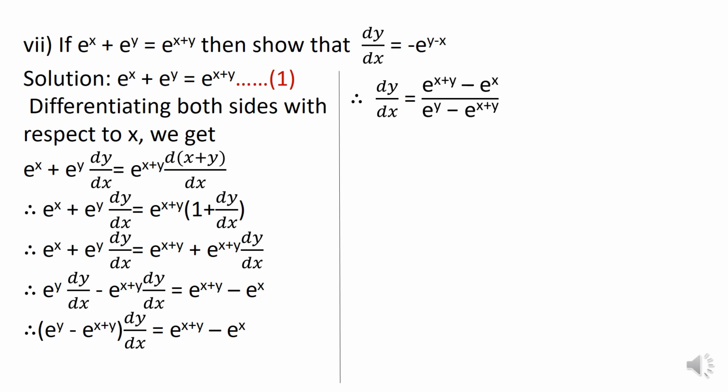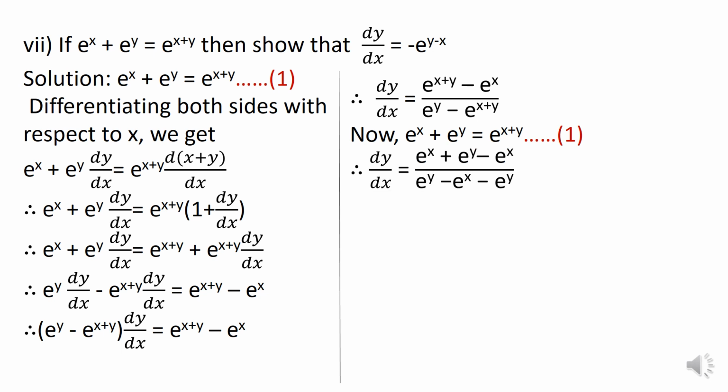So for this, we write the first equation, that is from the first equation, we know that e^x + e^y is equal to e^(x+y). So we substitute the e^(x+y) term in the dy/dx. Like so, that is instead of e^(x+y), we write e^x + e^y in the numerator as well as in the denominator. We cancel out the similar terms in the numerator and the denominator, and thus we get dy/dx is equal to e^y upon minus e^x.